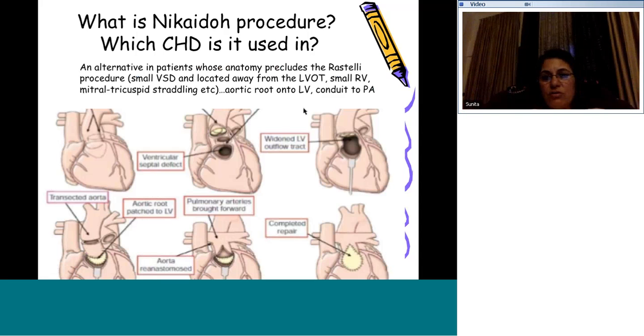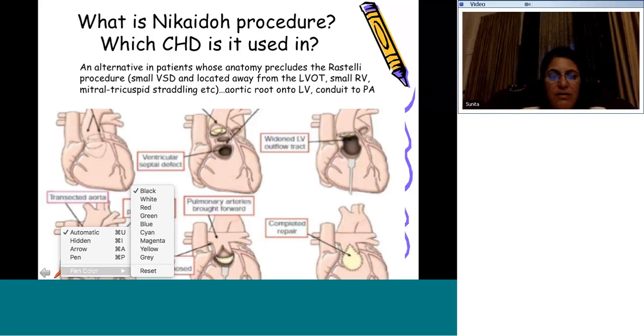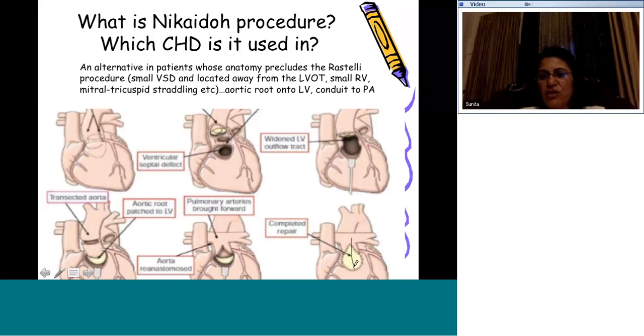So what do you do? You take the root, right? You take the whole aorta and you move it and patch it onto the left ventricle. You bring the pulmonary arteries forward and patch those onto the RV. So the difference is here. In this, if you see, you're taking the pulmonary artery and patching it onto the RV. You see here, this is the final. So that is similar to your REV. But you're not able to root your LV to aorta like you do in a REV.